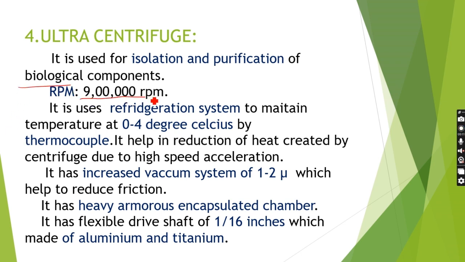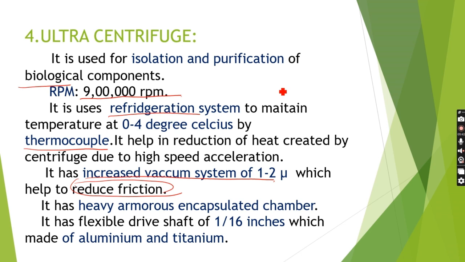It can use about 9 lakh RPM. Due to the increased revolutions per minute, it needs a refrigeration system. The refrigeration is done by the thermocouple, where the heat is converted to cooling. So it decreases the heat level. It also has an increased vacuum system. This vacuum system reduces the friction.